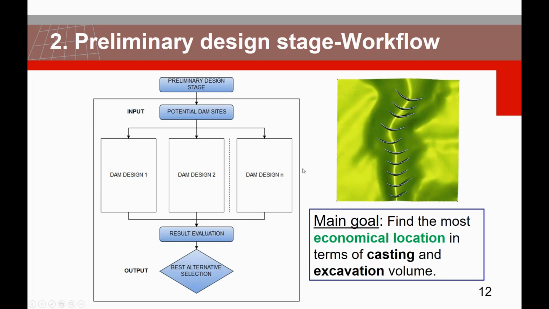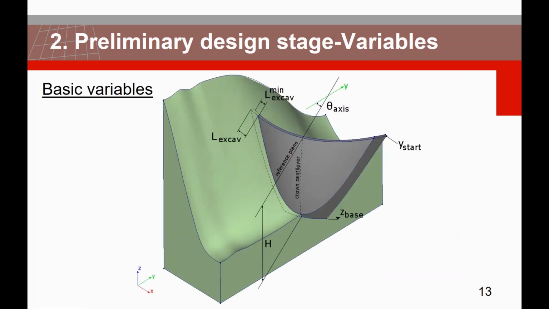And then, by having the best fitting dam from these locations, we can go and evaluate the results. The evaluation will be done based on which is the most economical location in terms of casting and excavation volume. And after this stage, this is going to be the best alternative which is going to be used for the next stage. But before going there, it's really nice to see how easily you can control the entire geometry of these initial layouts. And this is done by only controlling 6 basic variables.